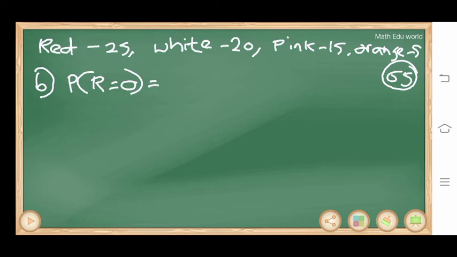Probability of selection of red rose is 0. That means out of 25 red roses, you selected only 0 red roses. That means no red roses selected. That means all the three roses you selected are from others.